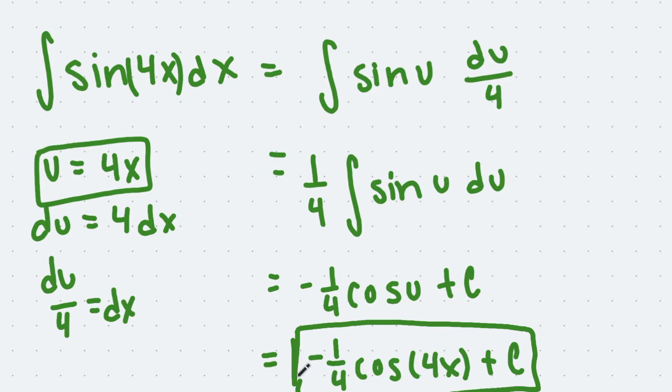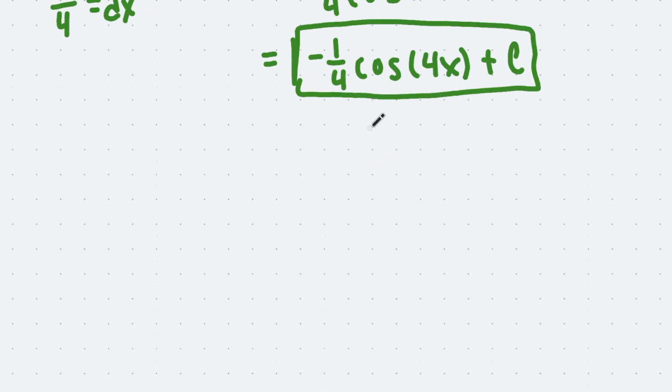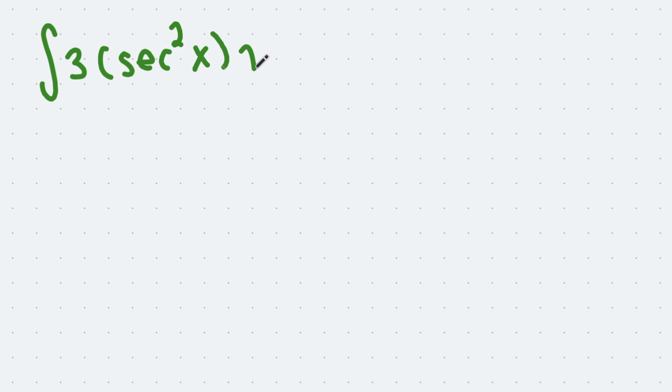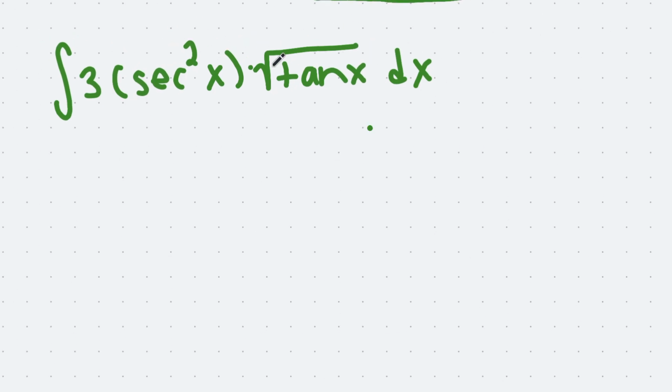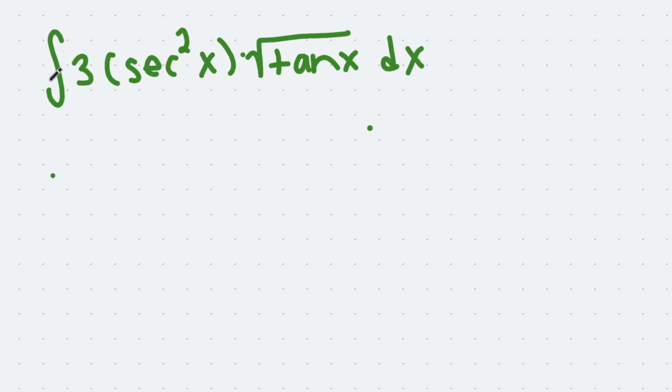Now let's try another integral. Let's try to evaluate the integral of 3 times secant squared x times root tan x dx. U is typically the most complex function or a function inside another function. As we can see here, tan of x is inside a root x function. So we will let u be equal to tan x.